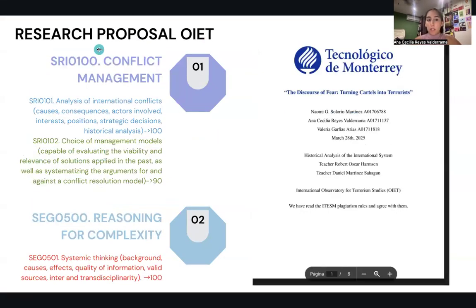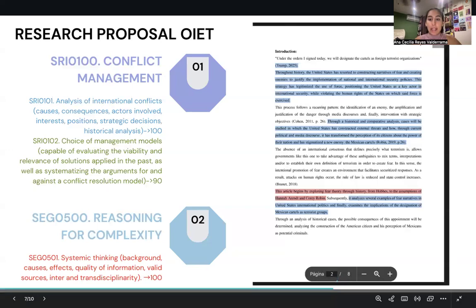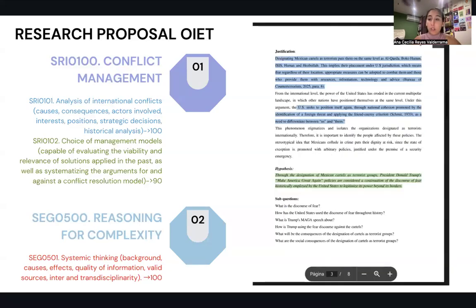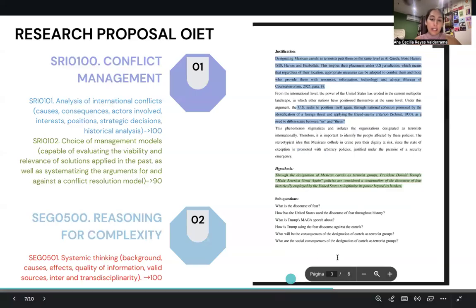Then for the research proposal in the OYET, it was also a very good proposal. I really, really loved to do this project. So I put a 100 in the analysis of international conflicts. Again, I think that we used a lot of history to explain what we were doing. For systemic thinking, I also put 100 because we used, again, Hobbes and Hannah Arendt and Corey Robin and very, very good sources. We went to the core of fear and the creation of enemies in different scenarios. So I think that was good.